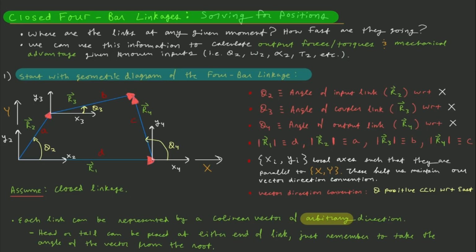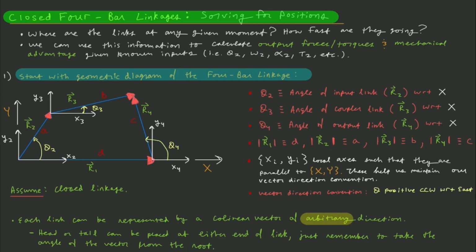One fundamental assumption is that we have a closed linkage, meaning that our link diagram, as drawn here, can be represented by a closed polygon of some kind. Open links tend to be much more complicated and harder to analyze, so fortunately, we can just assume a closed linkage here, like a crank rocker or a double rocker. Those are all closed linkages, typically.